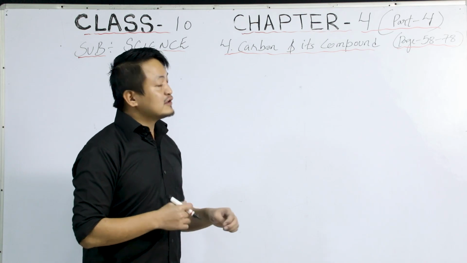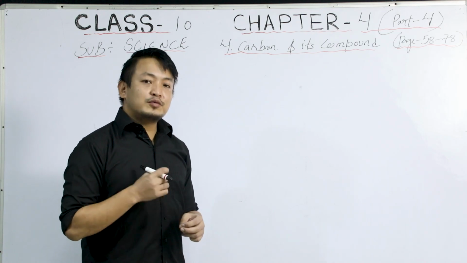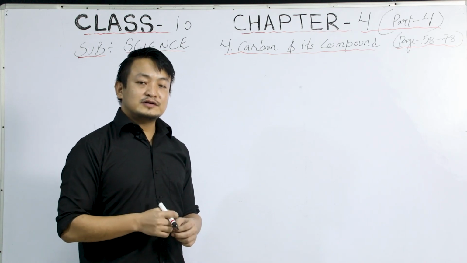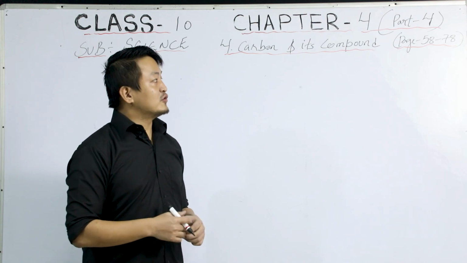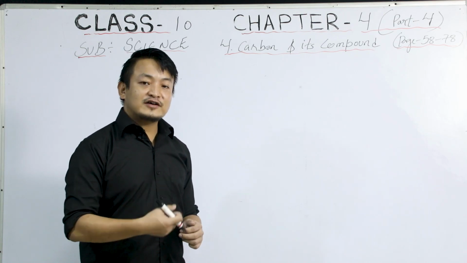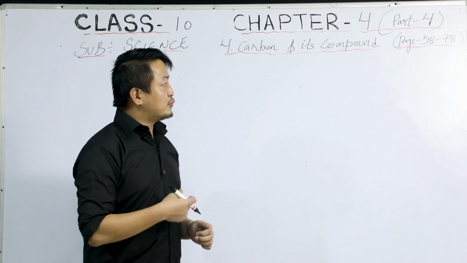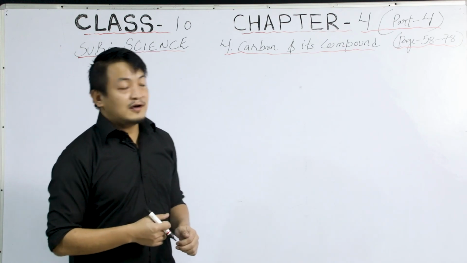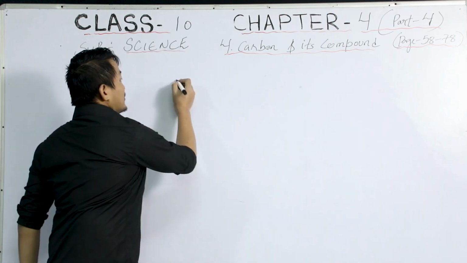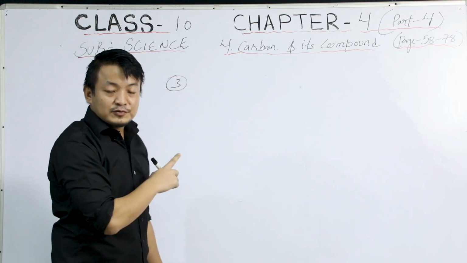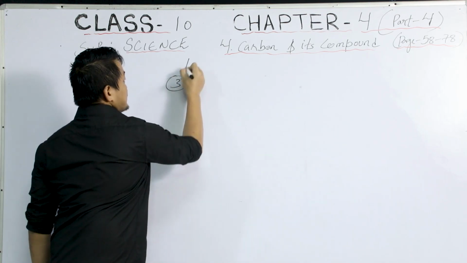Now this chapter is a little long, and all the topics are very important, clear? So you have to make note of every explanation, every point that we are discussing, clear? So now let's discuss the third type of functional group.